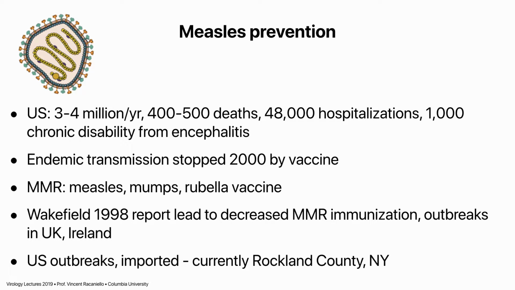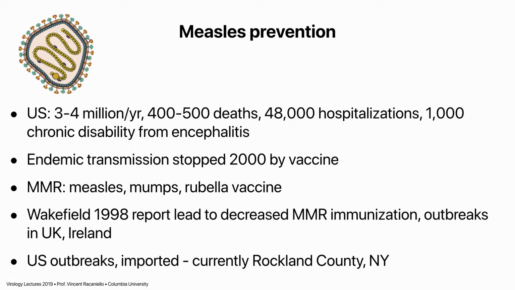So in the heyday before vaccination, we used to get 3 to 4 million cases a year of measles, 400 to 500 deaths, a lot of hospitalizations, a lot of chronic disability from encephalitis. This is why we developed a vaccine. Lots of people worked hard to do this. It's a very safe vaccine. We stopped endemic transmission in the US by the use of this vaccine, which was introduced in the 60s. It's introduced as part of the measles, mumps, rubella vaccine, 3 viruses altogether.